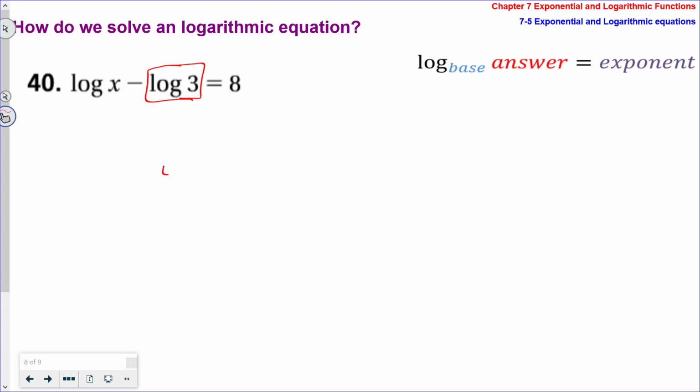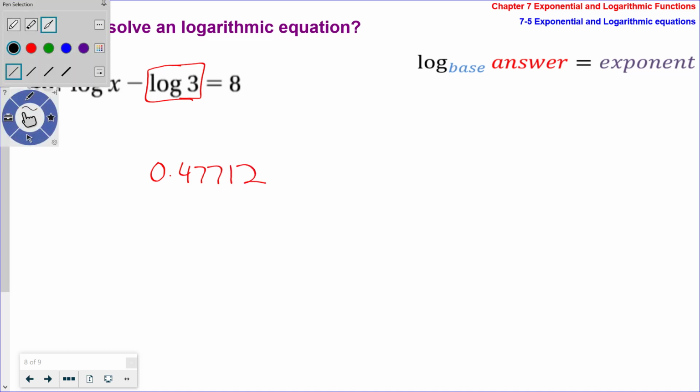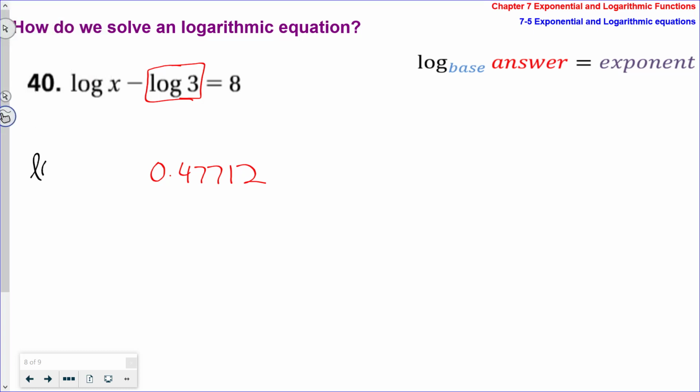0.47712? Yeah. All right. So the first thing we want to do, before we could go to exponential form, is need to have one and only one log in our equation. So we have log of x minus 0.47712 equals 8. Does that first step make sense?